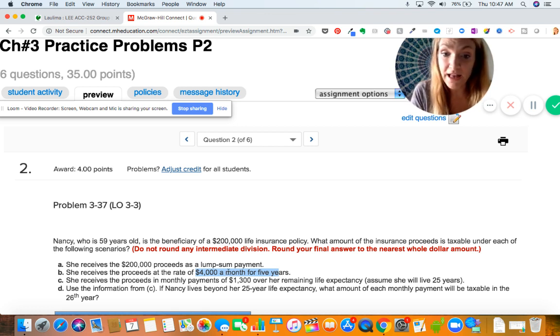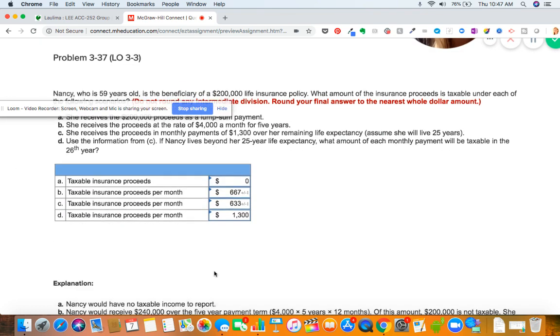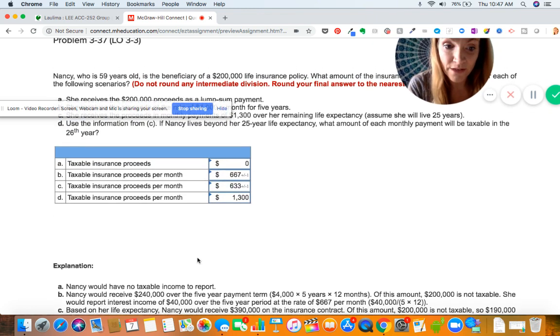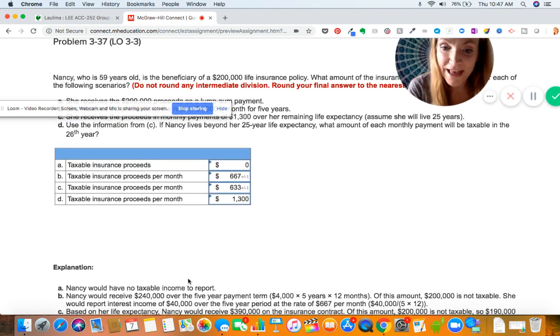So if we divide 40,000, that's the amount we're over the 200, right? That needs to be taxed, divided by all these payments, which was 12 times 5 is 60. So now we're going to take 40,000 divided by 60, and that's 667 when you round. And they have it right down here, I realized after I did all the math.